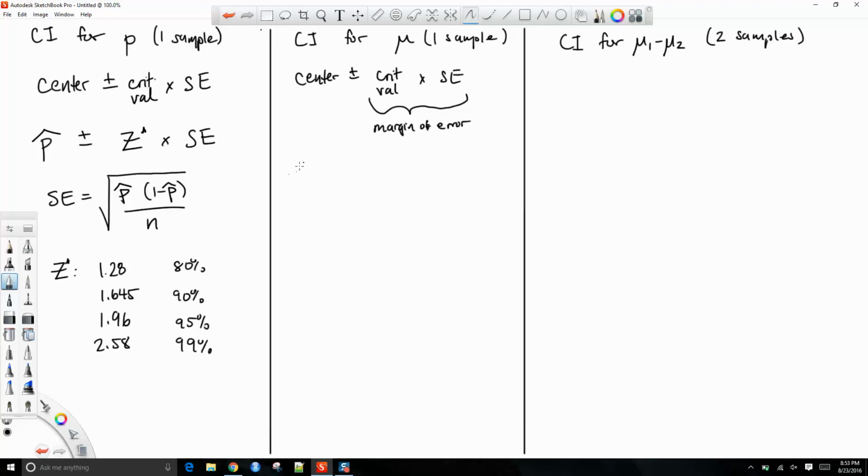Okay, so here in the center you have x bar plus or minus t star times the standard error. The standard error is s over the square root of n. T star has degrees of freedom equal to n minus 1. I'm going way too fast here, I apologize. T star has n minus 1 degrees of freedom, and you look it up in the T table.